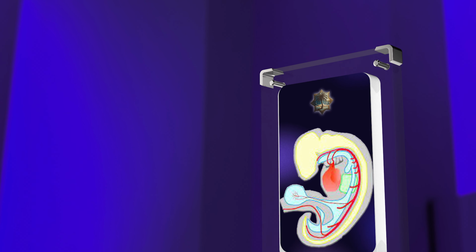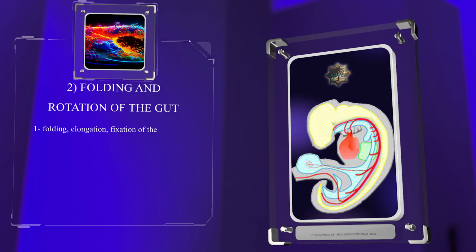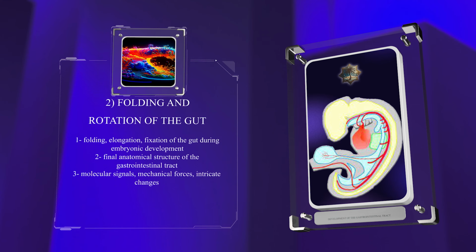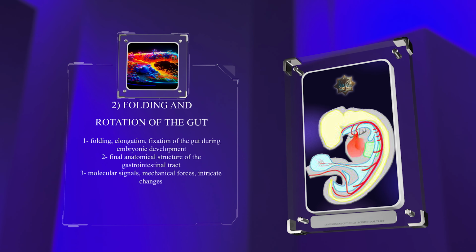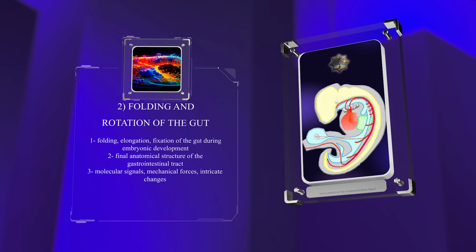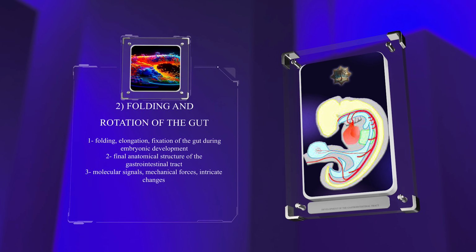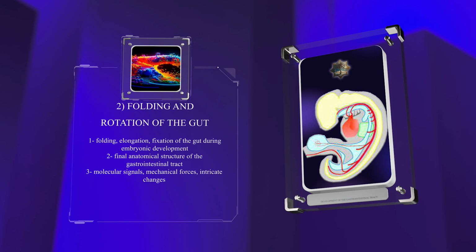In this video section, we will explore the complex processes involved in the folding, elongation, and fixation of the gut during embryonic development. These processes lead to the final anatomical structure of the gastrointestinal tract. Researchers are currently investigating the specific molecular signals and mechanical forces that drive these intricate changes.